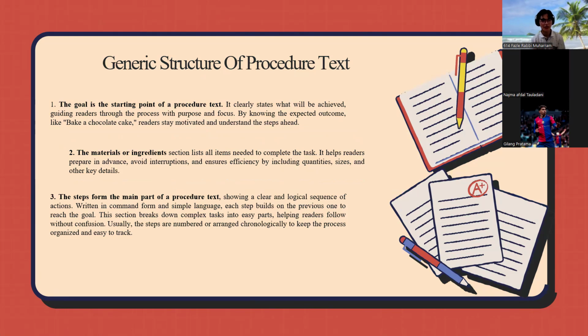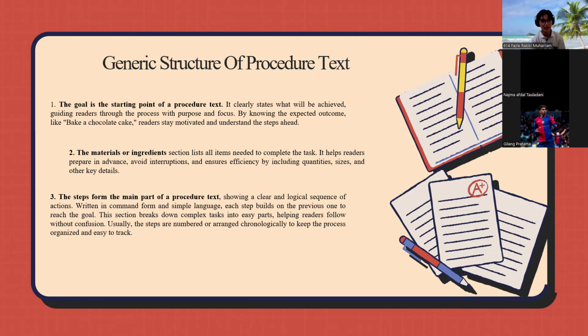Generic structure of procedure text. First, the goal is the starting point of a procedure text. It clearly states what will be achieved, guiding readers through the process with purpose and focus. By knowing the expected outcome, like baking a chocolate cake, readers stay motivated and understand the steps ahead.